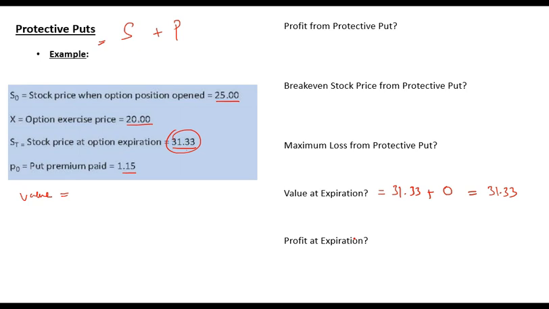And what is the profit at expiration? Profit at expiration will be profit from asset. What is the profit from asset? 31.33 minus 25, plus value from put option, which is 0, minus the premium which you paid to buy this put option, which is 1.15. So the profit is $5.18.